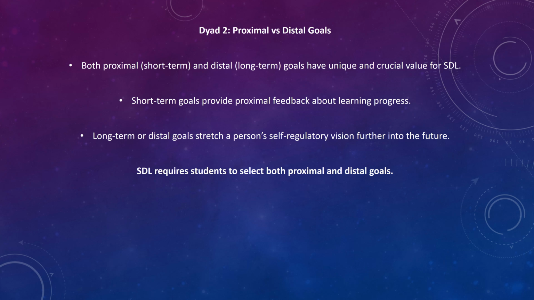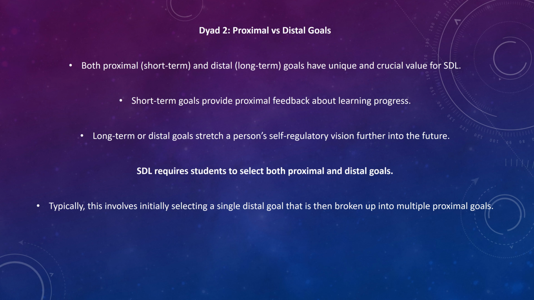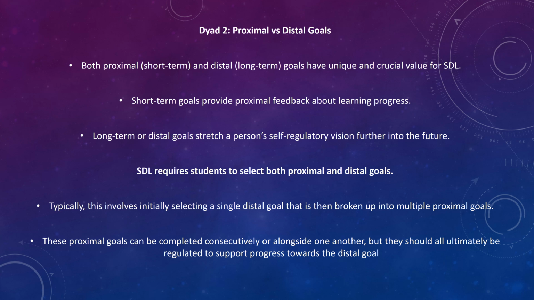Self-directed learning requires students to select both proximal and distal goals. Typically, this involves initially selecting a single distal goal that is then broken up into multiple proximal goals. These proximal goals can be completed consecutively or alongside one another, but they should all ultimately be regulated to support progress towards the distal goal.